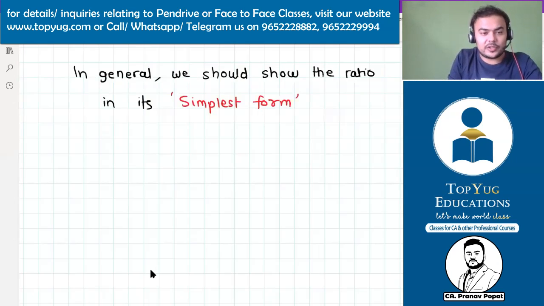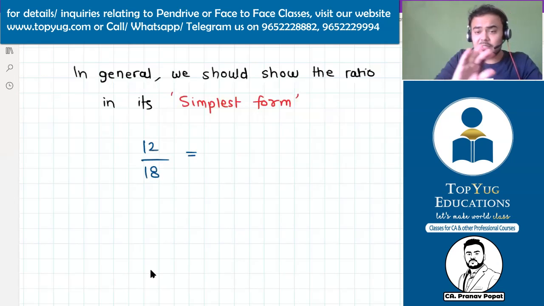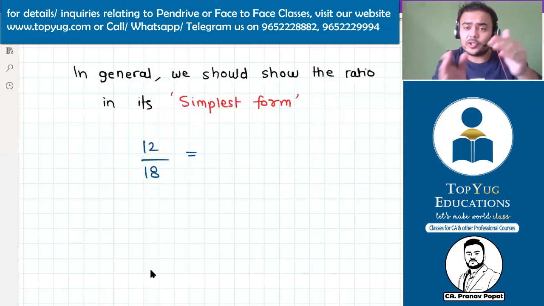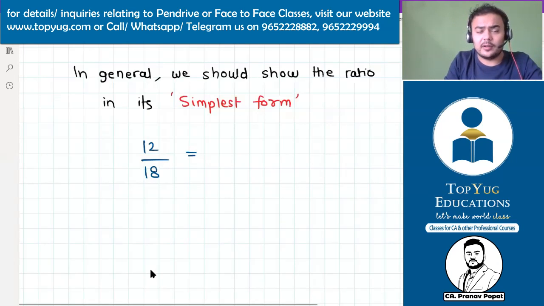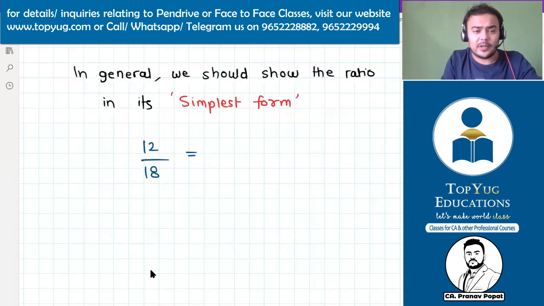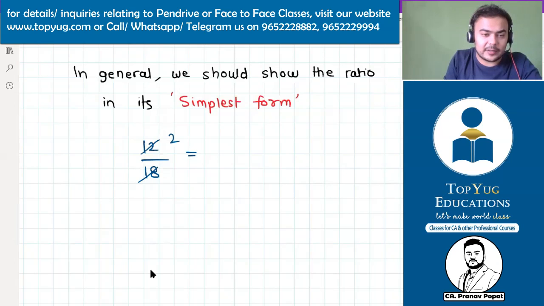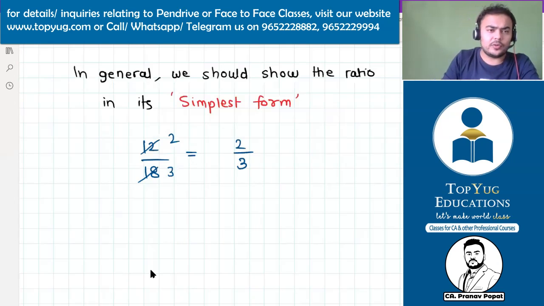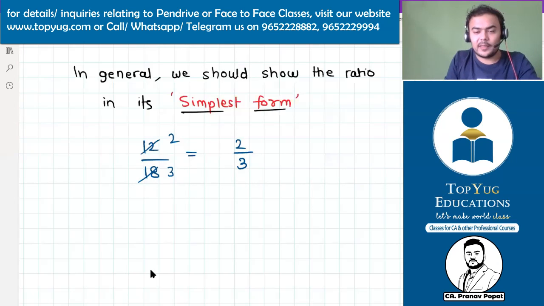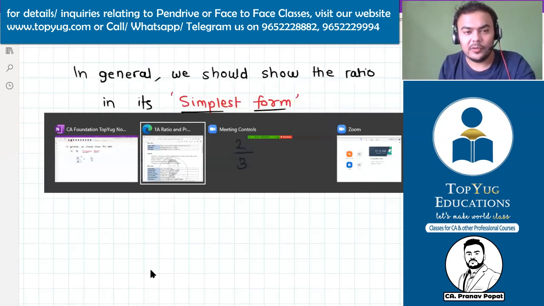So if we have the ratio 12 ratio 18, this is correct. This is correct form of ratio, but we should make it to the simplified form. And we already know that whether you divide or multiply, the value is same. So if I divide it by 6, I will get 2. If I divide it by 6, I will get 3. So the resultant ratio will be 2 ratio 3, and 2 ratio 3 is the simplest form of this ratio, not an issue. So you got the idea what is simplest form, everyone?